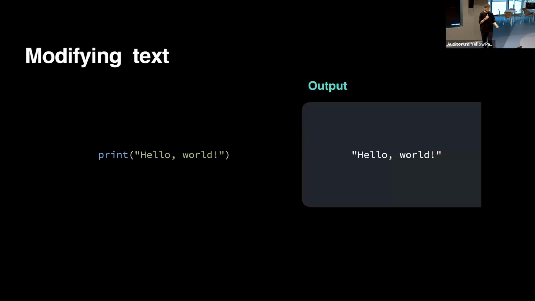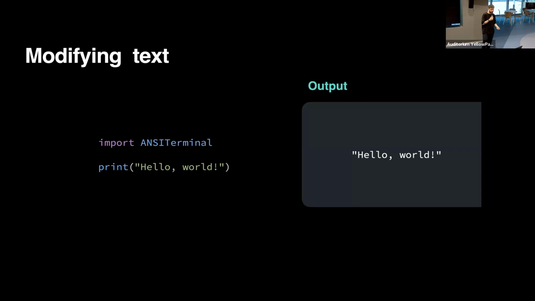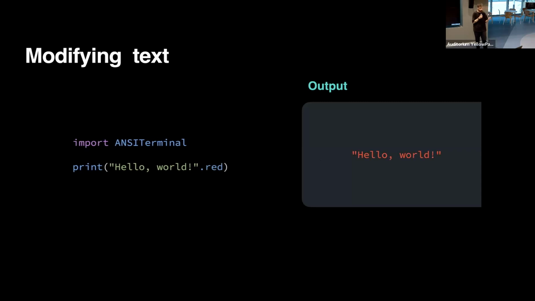So how does this work? Let's say you've imported the dependency into your Swift package containing your executable. You then import the library, so you import ANSITerminal. And then inside your print statement, you can just use string extensions that ANSITerminal provides. So instead of going crazy with string manipulation, you can just say you want your string to be .red.